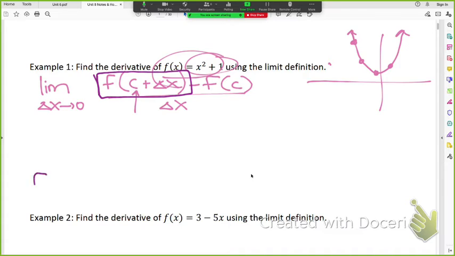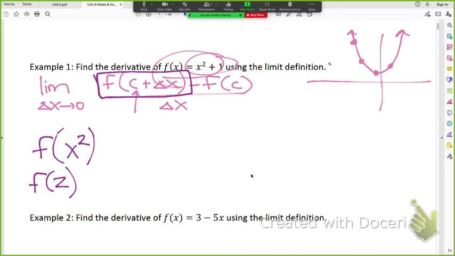No. What if I said just this? Let's go with something simpler. What if I said f of 2? What does that mean? What should I do? C is 2. That means take out the x in my equation and put in 2. All right, so what if I said f of x squared? What does it mean? Take out the x in your equation and put in x squared.